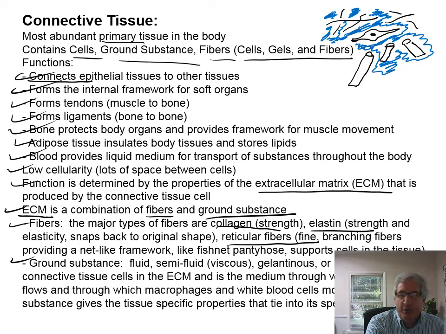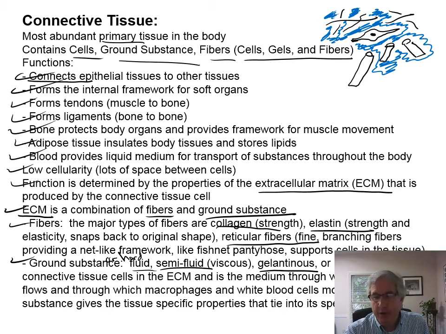Ground substance is a fluid or semi-fluid, viscous, or gelatinous substance, or it's hard. You can't see it behind my head, but it can also be hard, like right there in here. So it can be very fluid, very liquidy. It can be slightly viscous, or it can be very viscous, gelatinous. So it's a gel, or it can be hard, like you find in bone.